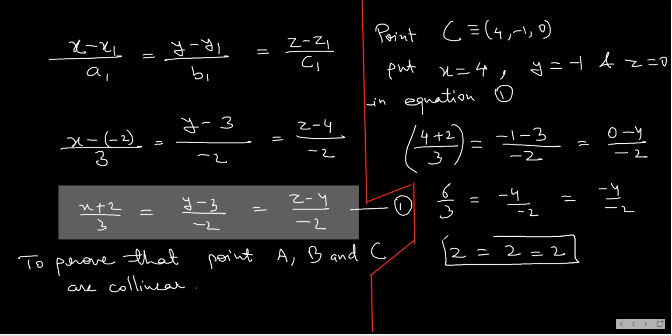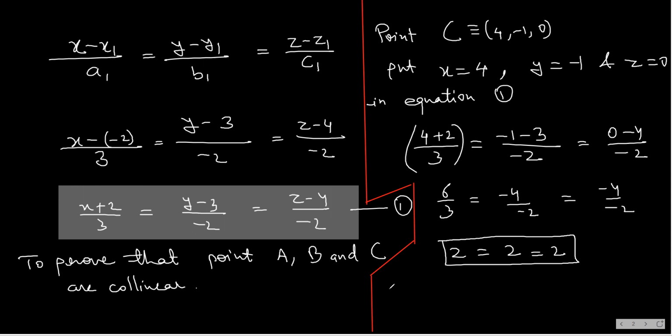So what do we find? We find that the coordinates of point C satisfy the equation of line AB. This is the equation of line AB, not to be forgotten. You have found the equation of line AB. So after substituting the coordinates of point C, I notice I'm getting 2 equals 2 equals 2. It means the coordinates of point C are satisfying the equation of line AB.